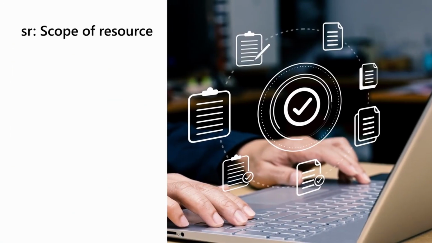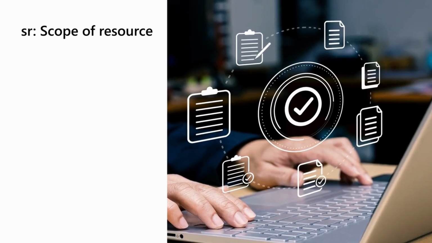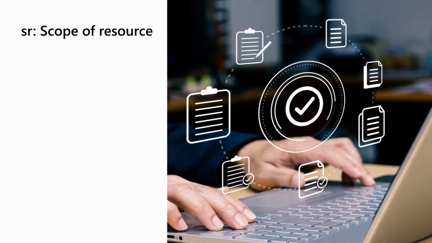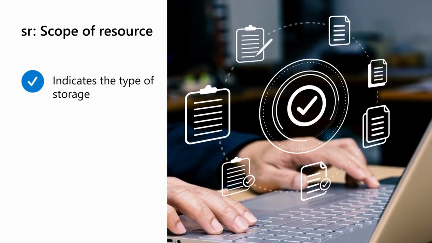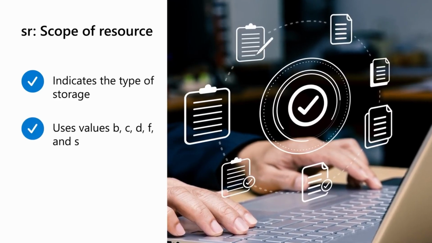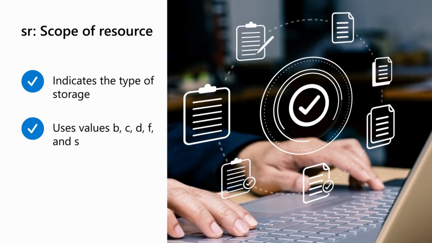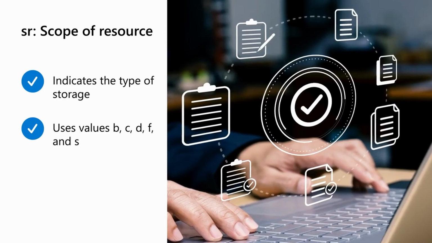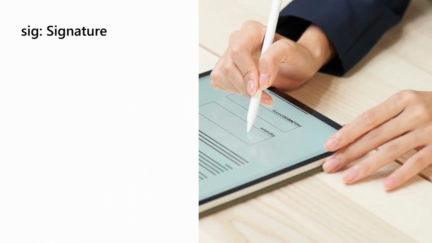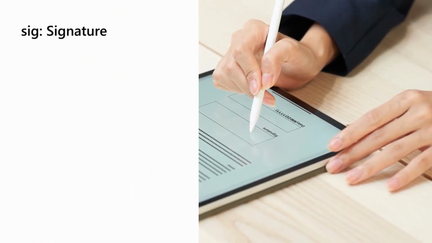Another parameter you can use in the SAS token is SR, which represents scope of resource. You will use this to indicate the type of storage you want to access. You can use the value B for blob, C for container, D for directory, F for file, and S for share. The last parameter is SIG, which represents signature.